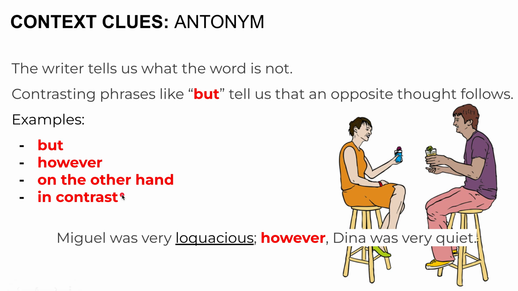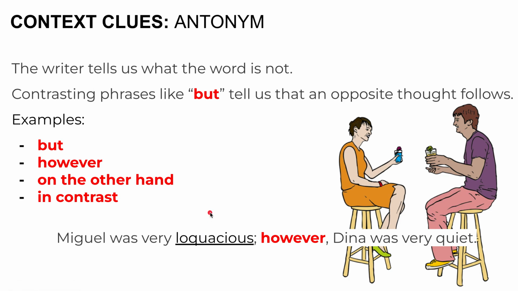Okay. Let's look at this example here. Miguel was very loquacious. However, Dina was very quiet. Okay, so we can guess that loquacious means talkative. Why? Because it gives us the word however here, signaling that an opposite idea is coming up, and that Dina was quiet. Okay, so we can see that loquacious doesn't mean quiet, so maybe it means he's talkative or loud.